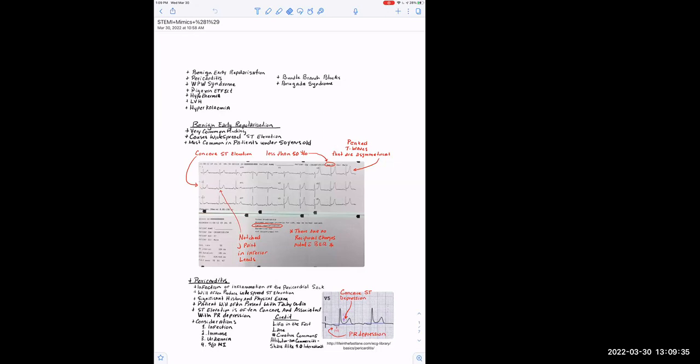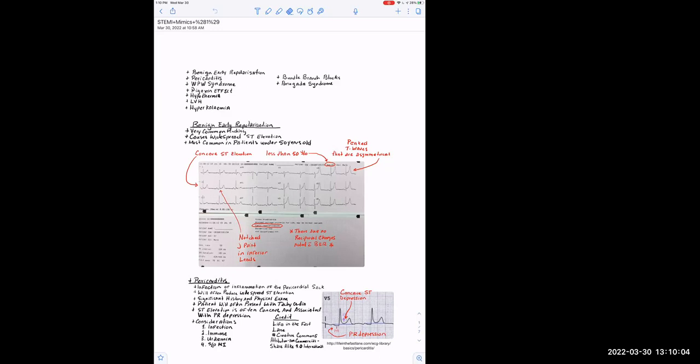The second thought I'd like you to keep in mind is that the most common cause of ST segment elevation is not an acute myocardial infarction. So when you see ST segment elevation, the most common cause is not a STEMI. And we'll talk about the more common causes of ST segment elevation as we move on.